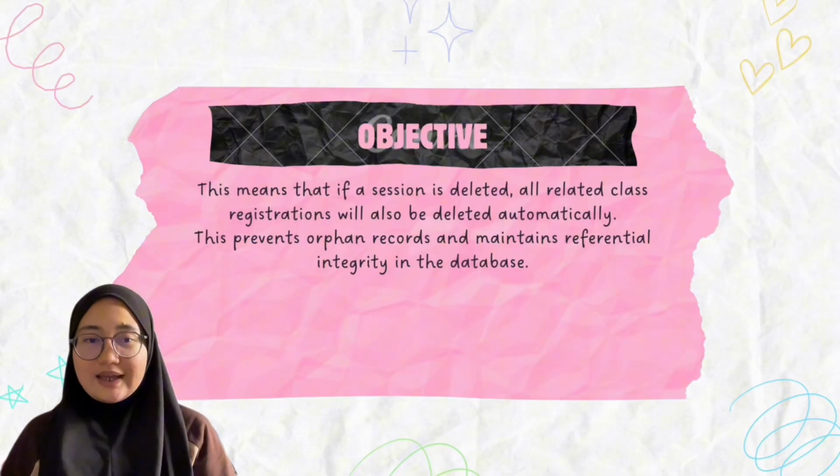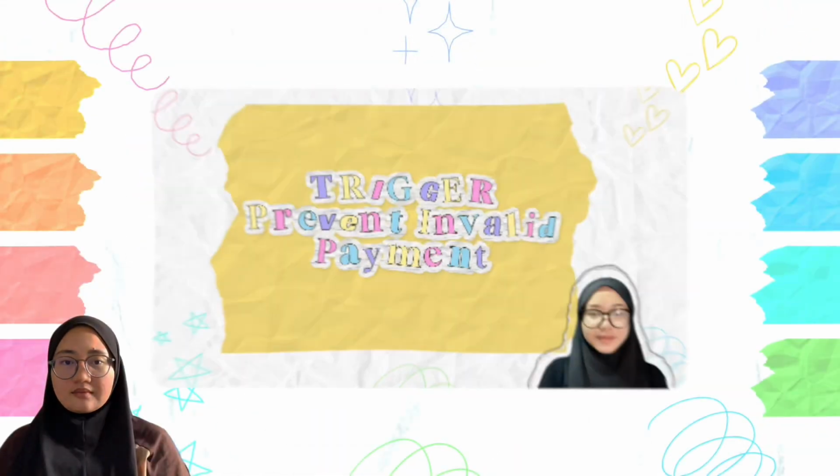This means that if a session is deleted, all related class registrations will also be deleted automatically. This prevents orphan records and maintains referential integrity in the database.